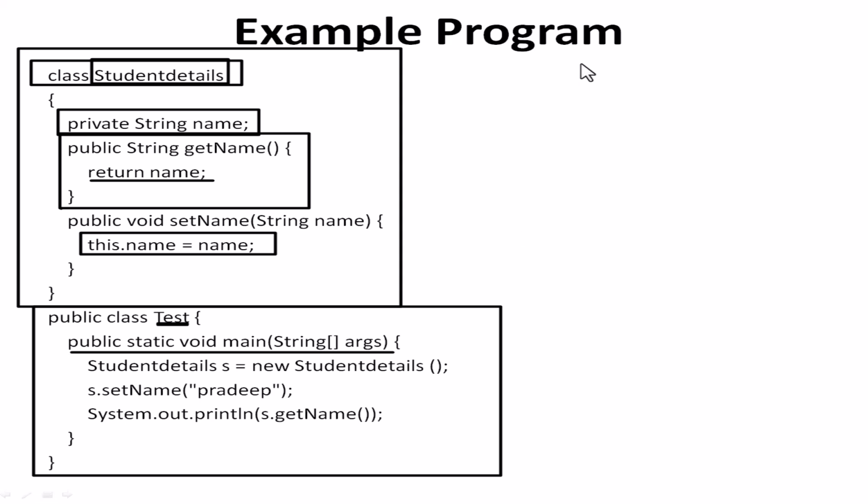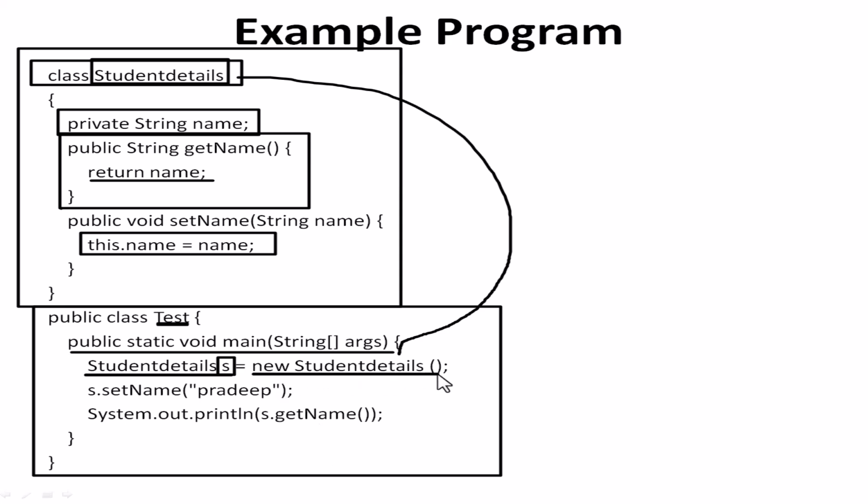Now we are going to create an object of StudentDetails. StudentDetails is a class, and s is an object which you are going to create. Here you have created an instance of a particular student. Using the object s, you now use the method called setName. setName accepts one parameter, a string name, and here we are passing the parameter Pradeep.